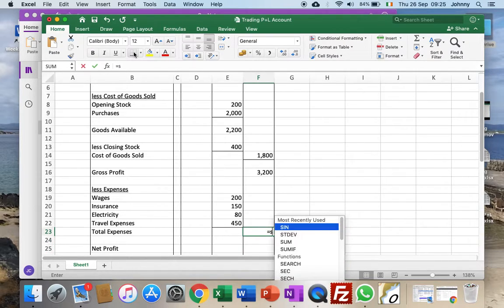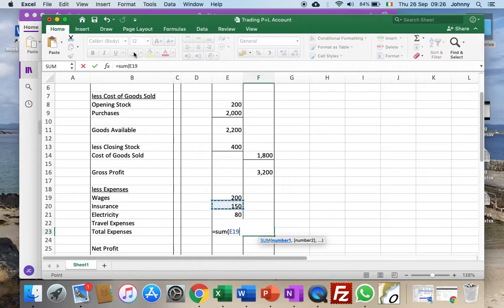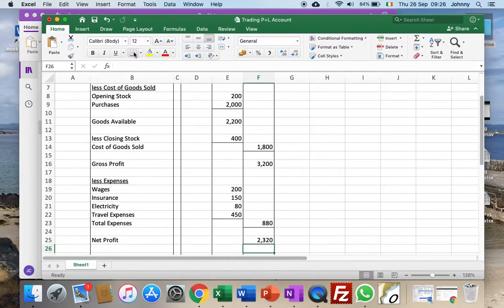So my total expenses, I'm going to add up everything from the 200 down to the travel expenses of 450. It gives me a total of 880. And to get my net profit, I have my 3,200, which is my gross profit. I'll take away my expenses, and that gives me my net profit. And usually we would put a euro symbol in front of that to show that this is the main number that we're looking for at the end of the sum.